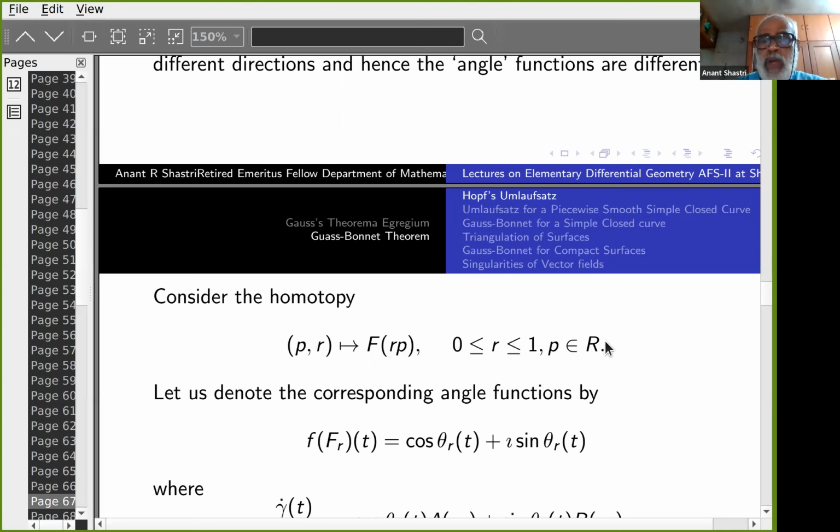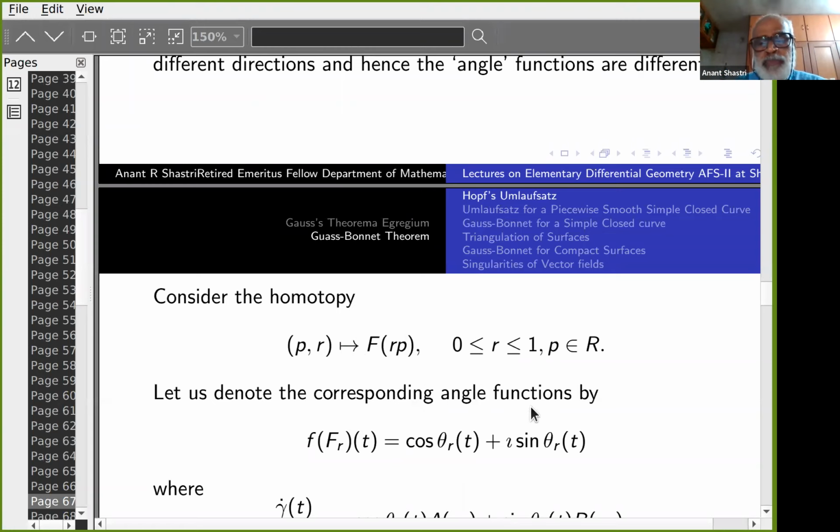So r times P will also be a point of R, because R is a convex domain containing the origin. F of 0 is also a frame. It does not become 0. It is a pair of unit vectors which are perpendicular to each other. This F is defined on the whole of R2. That's why P comma r going to F of rP is a homotopy. So instead of measuring with F of P when r equals 1, we are measuring with F of rP. This is another function.